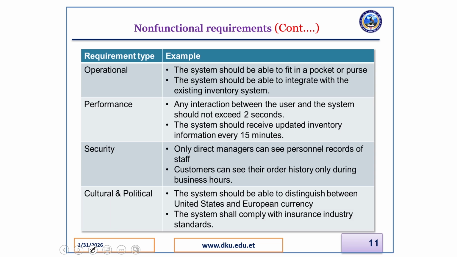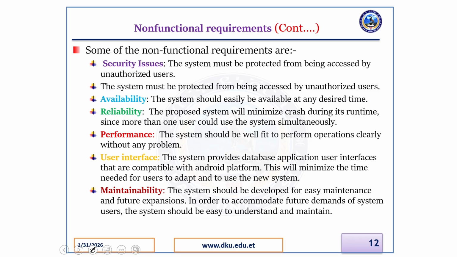And the other requirement type here is cultural and political. The system should be able to distinguish between United States and European currency. The system shall comply with insurance industry standards. Those are some of the non-functional requirements. Security issue: the system must be protected from being accessed by unauthorized users.